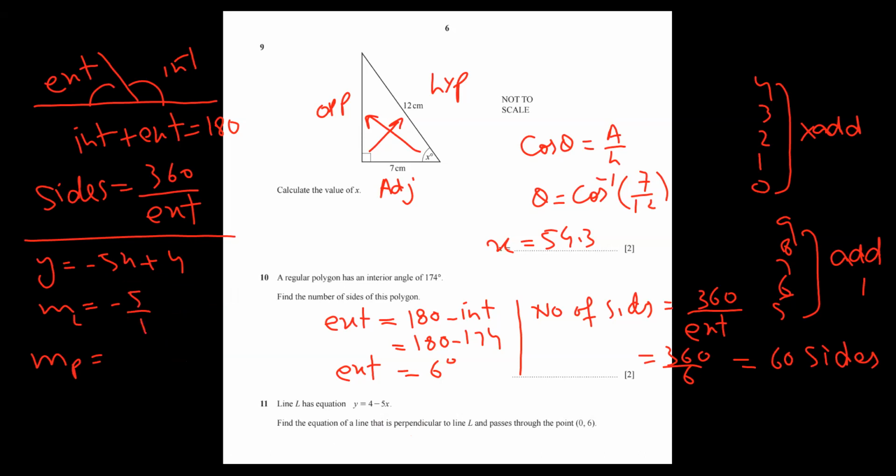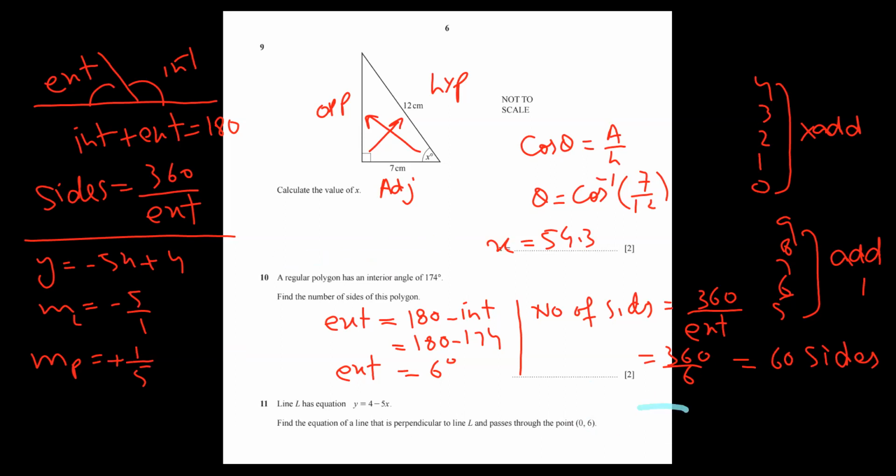And when I find the negative reciprocal, what happens? This 1 goes up and 5 goes down, and this negative becomes positive. Positive you write or you don't write, no trouble at all. So this is the gradient of the perpendicular line. According to the question, the line is perpendicular to L and passes through 0, 6. So because x is 0, directly this number is C. So C is 6 for this line.